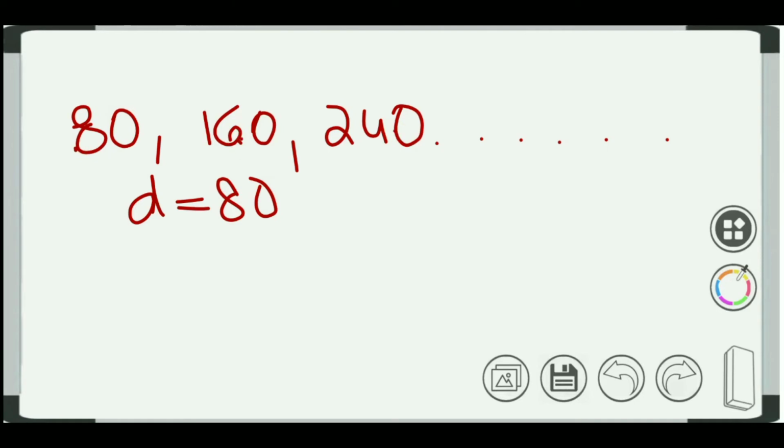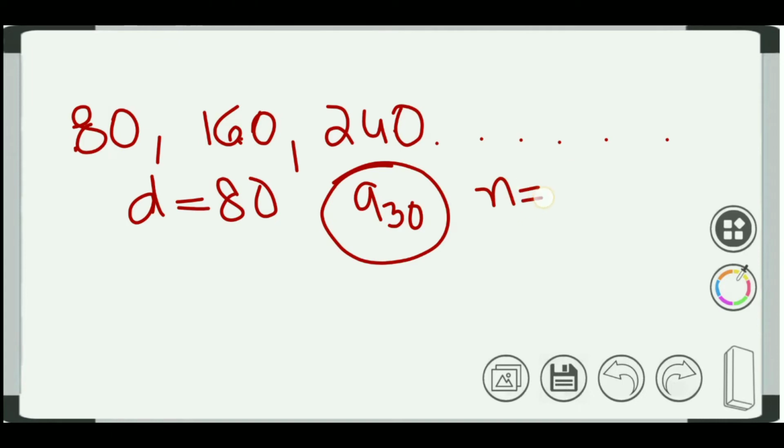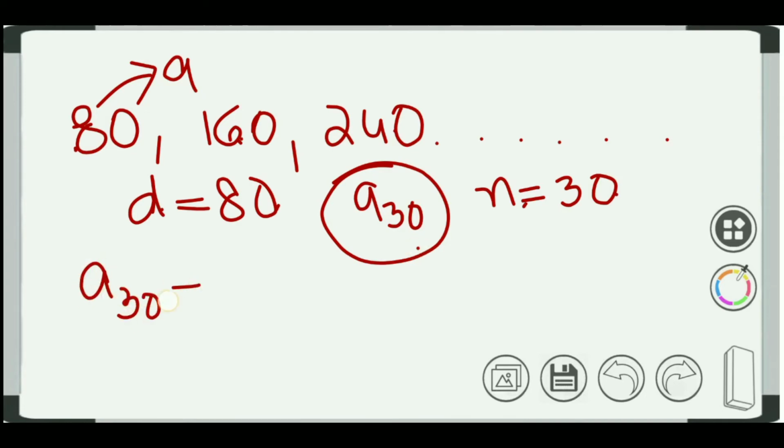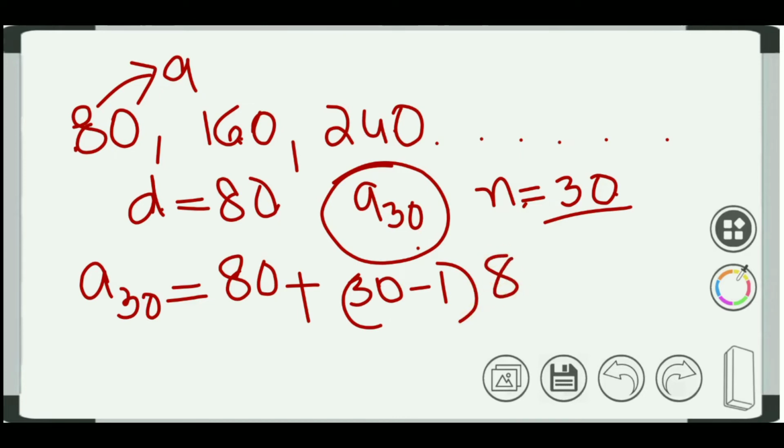What we need to find is the interest at the end of 30 years. So we need to find a30. At the end of 30 years means you need to take n is equal to 30. I am just applying this to the formula. You know a is equal to 80, d is equal to 80, n is equal to 30. So you can find a30. How to find a30? Equal to a plus, that means 80 plus n minus 1, n is 30, 30 minus 1, into d, d is 80. Okay, so 80 plus 30 minus 1, 29, 29 into 80.